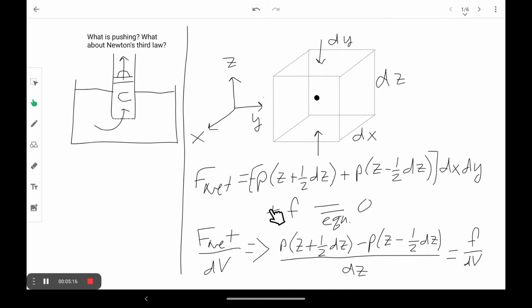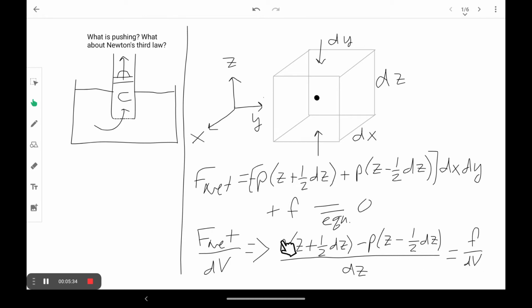And if I take this force to the other side and utilize that minus sign, so multiply everything by -1, then I have the force on the other side divided by dV. So this becomes the external force density divided by dV.